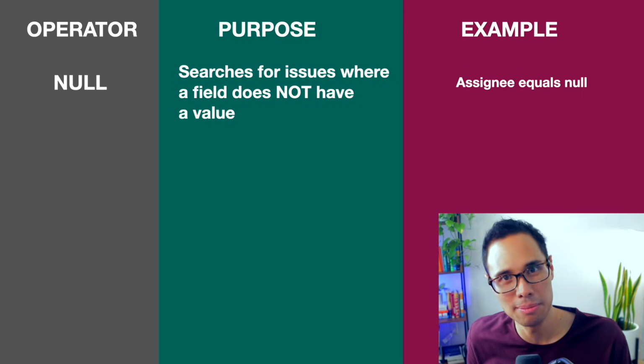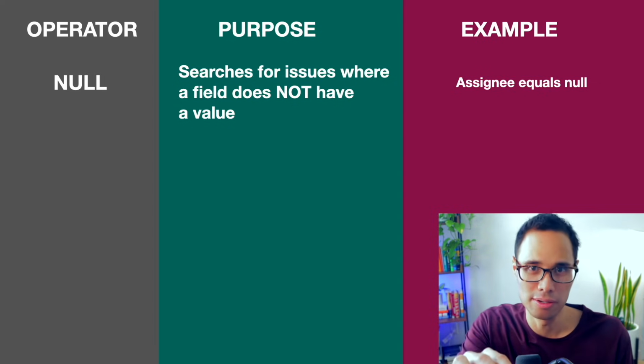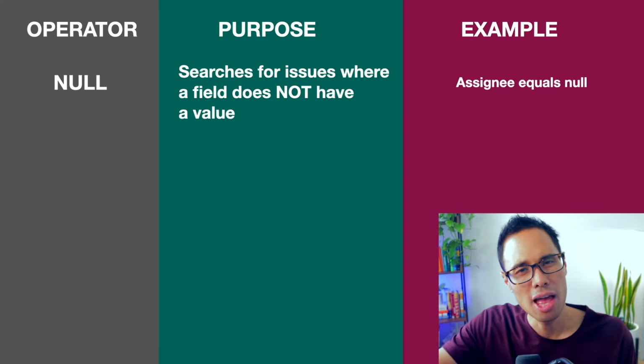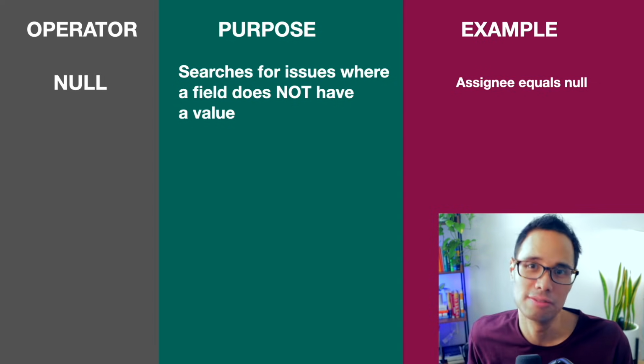The JQL keyword for null is very similar to the empty keyword, where it searches for issues where the field does not have a value.